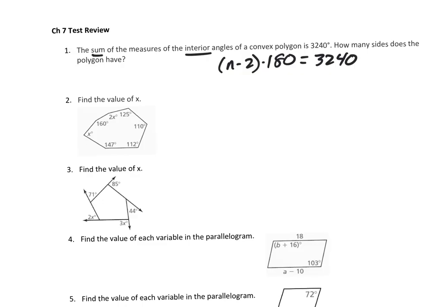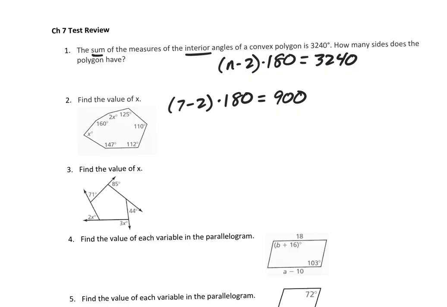So how am I going to figure out how many total degrees are inside of this polygon? How many sides or angles do we have? Okay, we just count them up, right? 1, 2, 3, 4, 5, 6, 7. We got 7 sides, so we're going to do 7 minus 2 times 180. That gives me the total, which is 900 degrees.